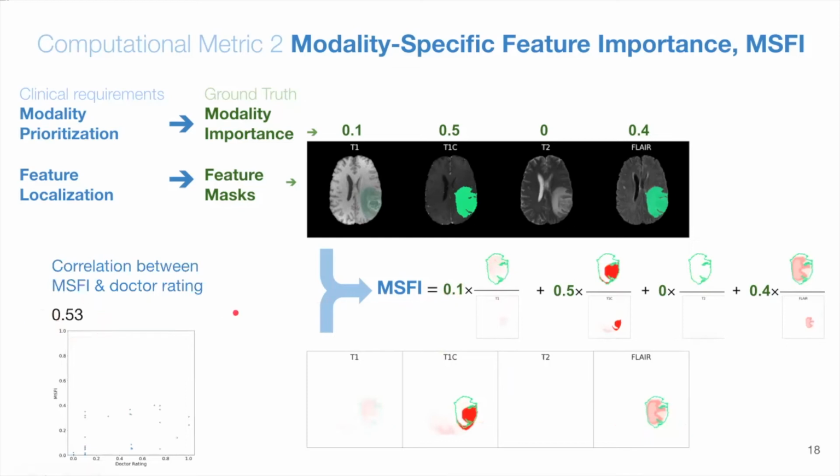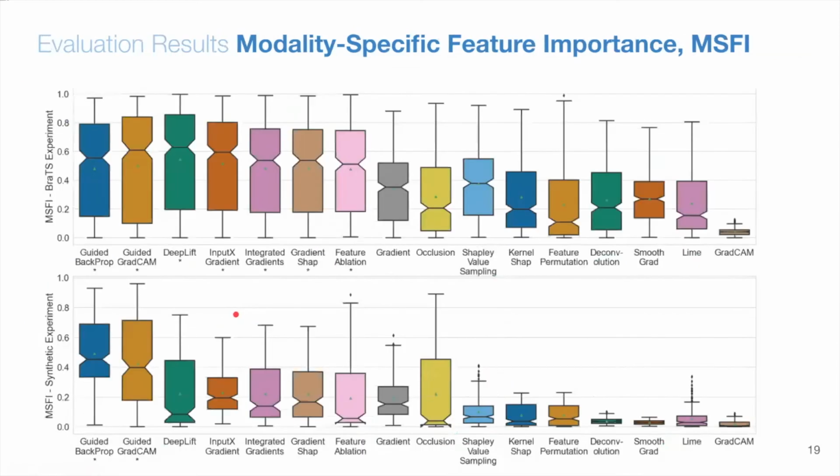For the MSFI evaluation results, we conducted experiments on 2 datasets. One is the BraTS dataset, which is from real patients, and the other is a synthetic dataset, where we have better control of the ground truth. The box plot shows the ranking of saliency map methods with respect to the MSFI metric. MSFI is in the range from 0 to 1, the higher the better. We can see that MSFI scores for most methods are in the lower to the middle range. Even for the best performing method, their MSFIs have a very large variation among individual data points.